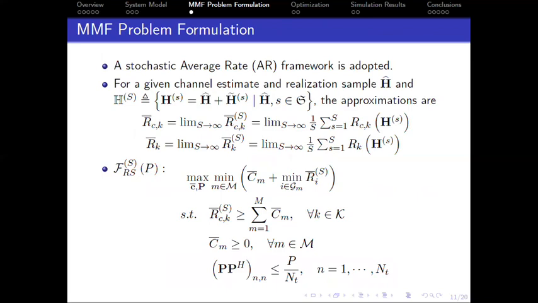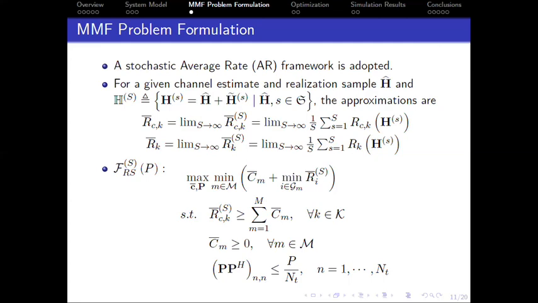To formulate a max-min fair problem with imperfect CSIT, a stochastic average rate framework is adopted. The stochastic average rates are short-term measures which capture the expected performance over the CSIT error distribution. For a given channel estimate, we construct a realization sample. These realizations are available at the transmitter and can be used to approximate the average rates through sample average functions. So the max-min fair problem is formulated.